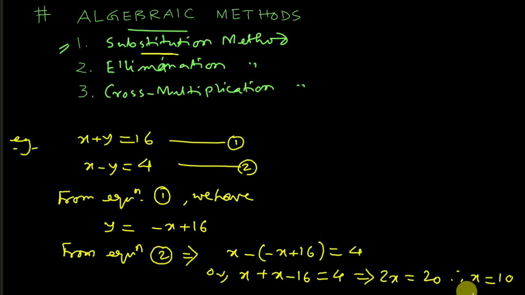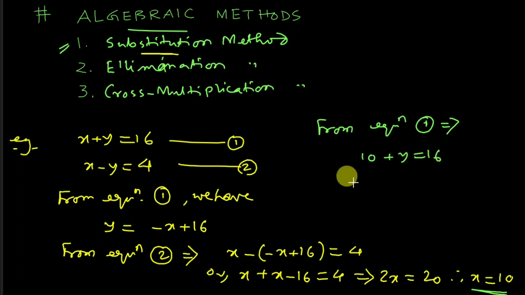Okay, you got the first value of x, and next you have to find out the value of the second variable. For this, you can use x is equal to 10 in any one of the given equations. So from equation one, this is x plus y is equal to 16. So x is equal to 10, plus y is equal to 16. So y is equal to 16 minus 10. So you are getting 6.